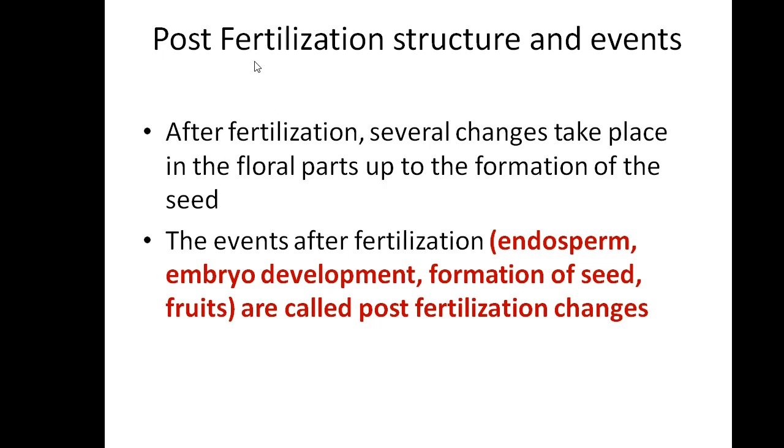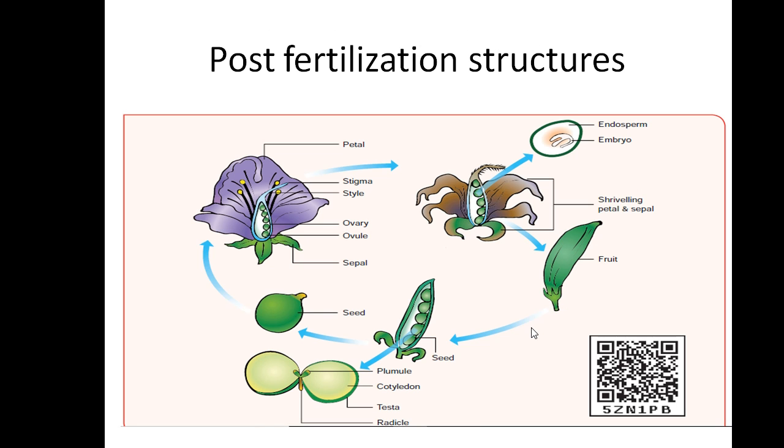Next, I'm coming to the post-fertilization structures and events. After the fertilization, what structures and events take place? The endosperm development, embryo development, formation of seed and fruits, everything takes place. This is called post-fertilization structures. This is your textbook diagram only. So this is your same diagram.